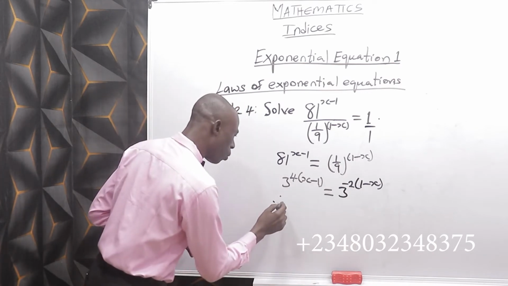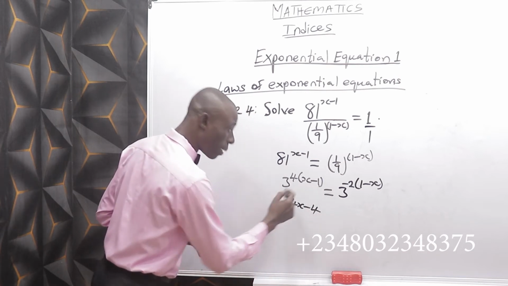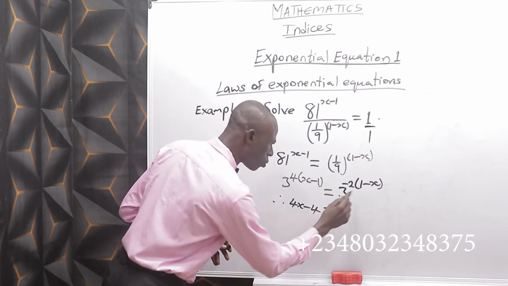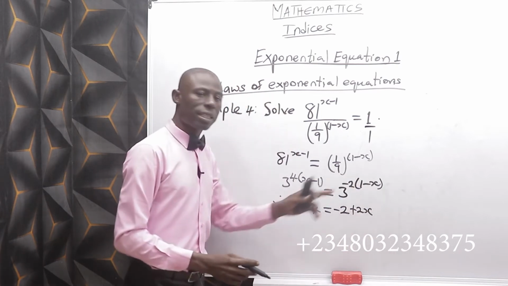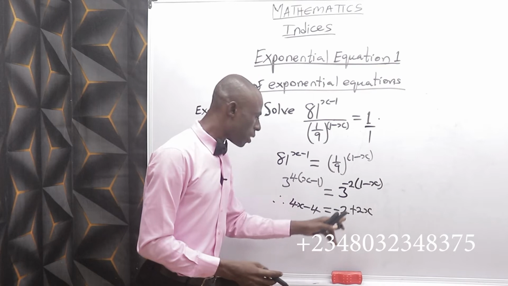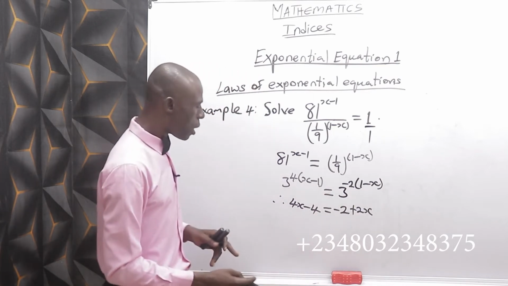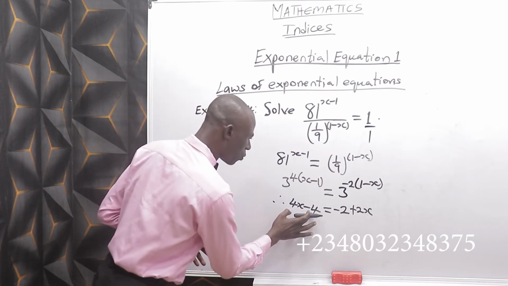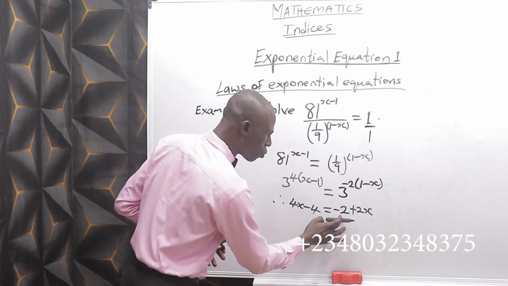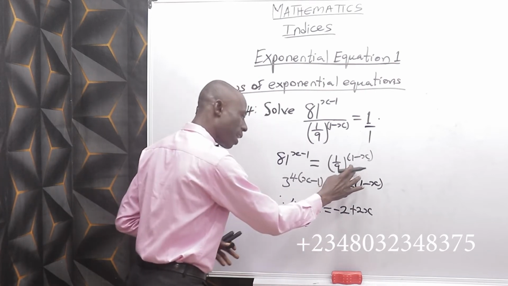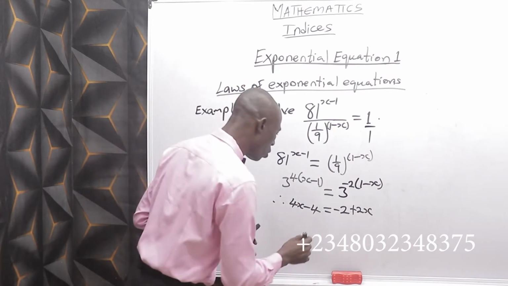So you write, therefore, 4x minus 4, I open the bracket, is equal to minus 2 plus 2x. I open the bracket as well. Minus 2 times 1 is minus 2. Minus 2 times minus x is positive 2x. So 4x minus 4 is a power on this side. Minus 2 plus 2x is a power on this other side, and the powers on both sides must be the same since their bases are equal.